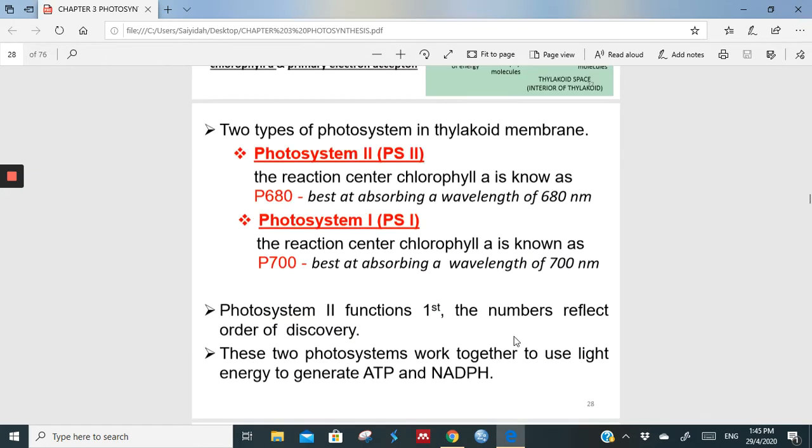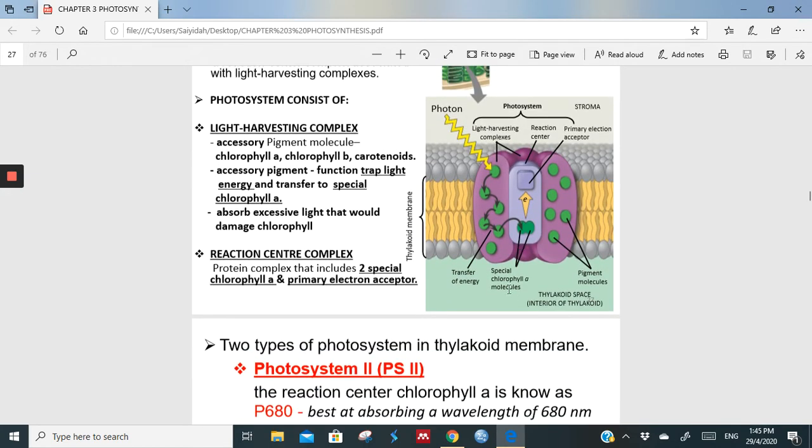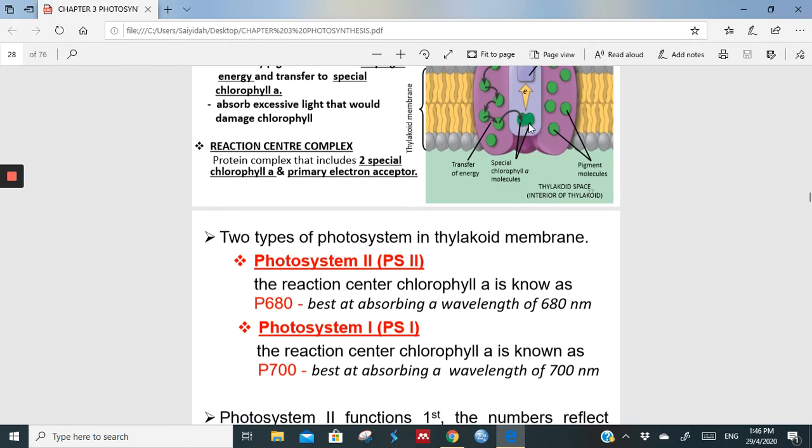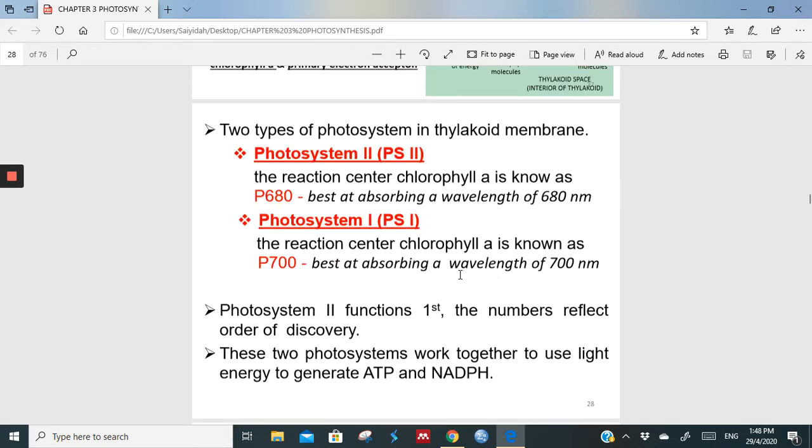At the reaction center, we have this special chlorophyll A. The other name for this special chlorophyll A is P680 for photosystem 2 and P700 for photosystem 1. So we have two types of photosystem here, photosystem 1 and photosystem 2. Both are located in the thylakoid membrane.